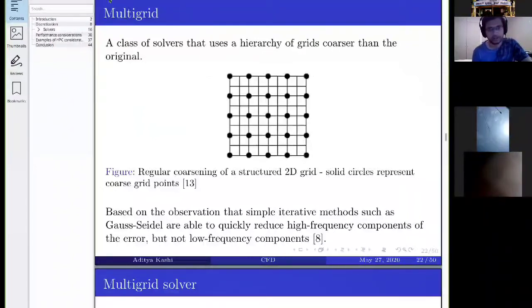Now, one class of multi-level solvers are multigrid methods. Multigrid methods are a class of solvers that use a hierarchy of grids, which are coarser and coarser than the original grid that we want to solve the problem on. An example here is, if the original grid was all the lines here, then the coarse grid, the black circles here, could be the points in a coarse grid, and that's sometimes called regular coarsening in 2 dimensions. The other idea that's needed for multigrid is a simple observation. Well, it's not that simple, I guess, but it's pretty simple to observe.